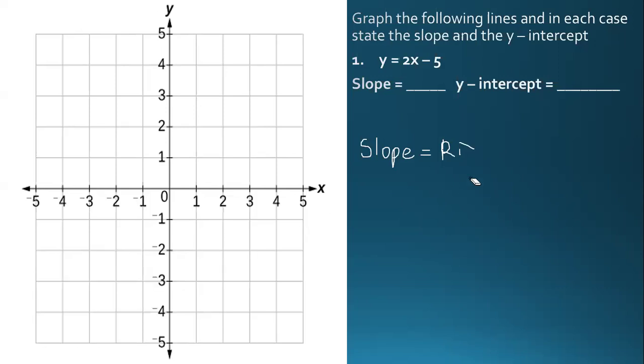Y'all ever heard of that before? Rise over run? Some of you might have heard of it. Ralph, yeah. And Nakaria? Yeah. Rise over run. Okay, so the rise over run is the slope.